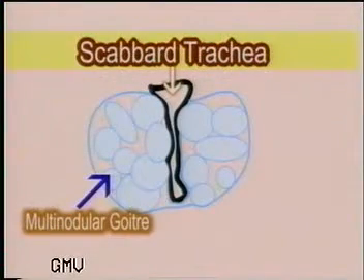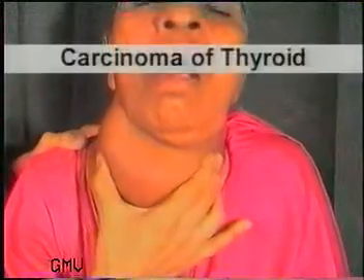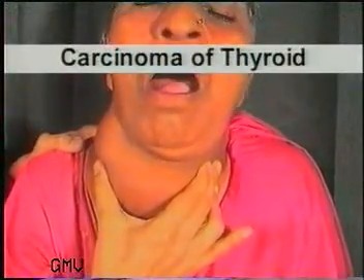This is typically seen in the scabbard trachea of large and long-standing multinodular goiters, where the trachea is compressed from both sides and becomes an anteroposterior slit like the scabbard of a sword. So lateral compression immediately produces obstruction and stridor. It may also be seen in a malignant thyroid infiltrating the trachea.